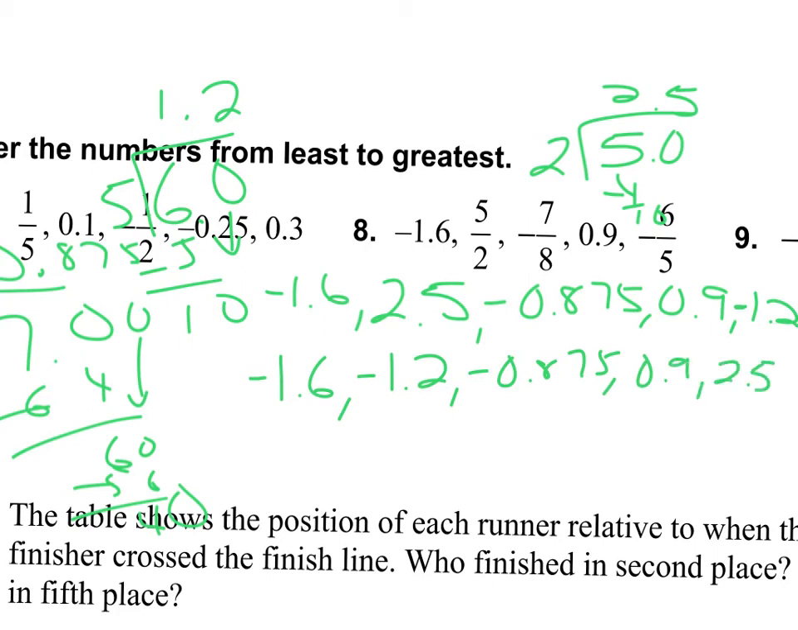Now we have to go back and check how each was originally written. Negative 1.6 was written as negative 1.6. We're good. Negative 1.2, oh nope, it was written as negative 6/5, so I need to change that. So this becomes negative 6/5. Then negative 0.875, nope, that was written as negative 7/8, so I need to change that to negative 7/8.